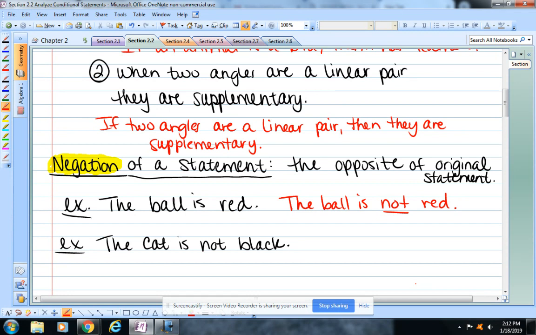The next example says the cat is not black. What do you think would be the negation of that sentence? To negate it, just take out the word not, and it's as simple as the cat is black. That's it. If it doesn't have the word not, put it in and it negates it. If it does have the word not, take it out. Sound good?